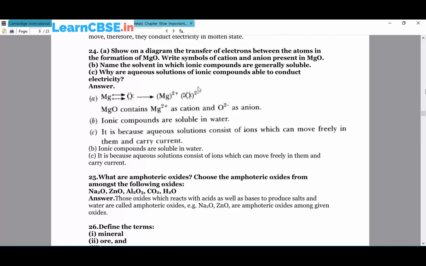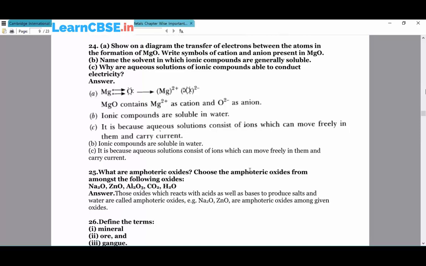Name the solvent in which ionic compounds are generally soluble. So ionic compounds are soluble in water. Why are the aqueous solutions of ionic compounds able to conduct electricity? It is because the aqueous solution consists of ions which can move freely in them and can carry the current.